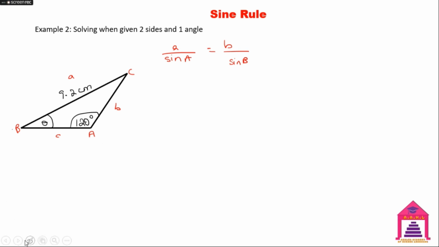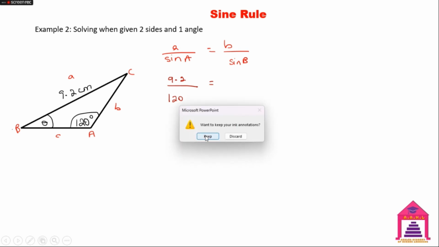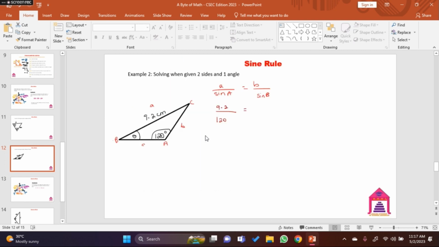We're going to substitute. So a is 9.2 over 120. Hold on, I think we're missing something. Let me make sure that I put in the correct thing. I'm just going to pause the recording here, and don't worry, I'll put everything together in one folder. So, and we're back.